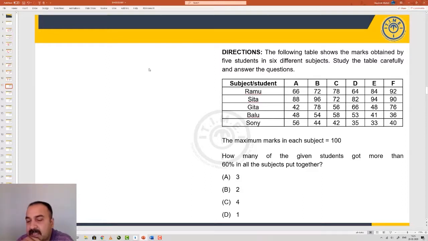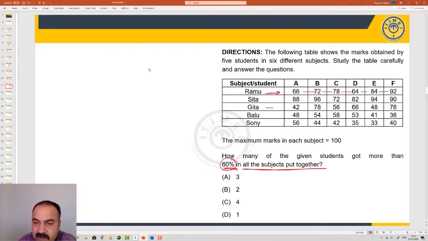Now we look at the next question in this table. Again, same 5 students and 6 subjects that they are studying. How many of the given students got more than 60 in all the subjects put together? So when I look at a student and I look at all the subjects put together, then did he get more than 60%?